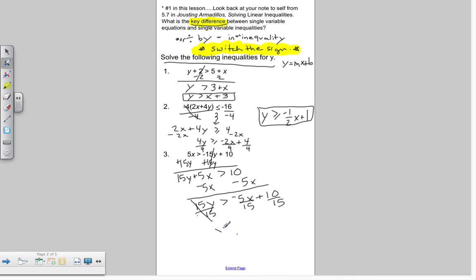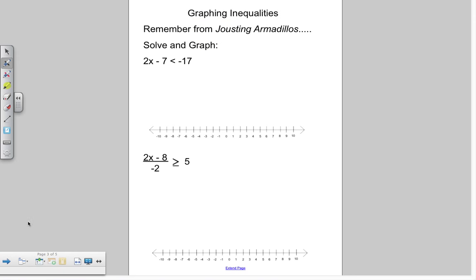So this gives me y. I did not divide by a negative. The sign stays the same. I get negative 5 over 15, same as negative 1/3 x, plus 10 over 15, which is 2/3. And I'm done. I may have pulled these right out of the lesson directly. If I did or I didn't, I tried to model it after ones that were close, if not. Okay, moving on. Now, that's only step 1.